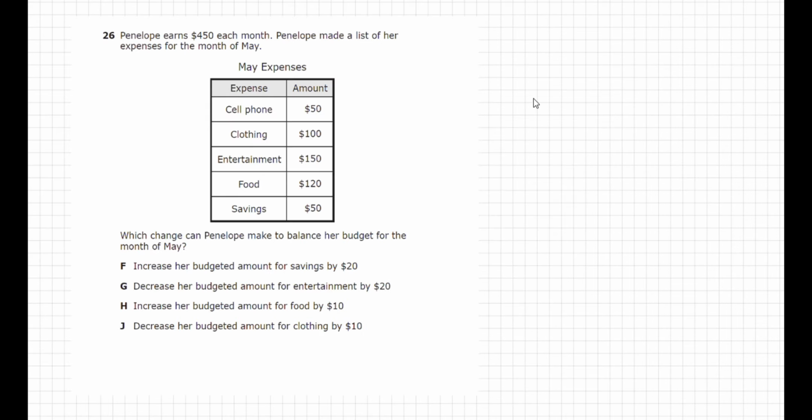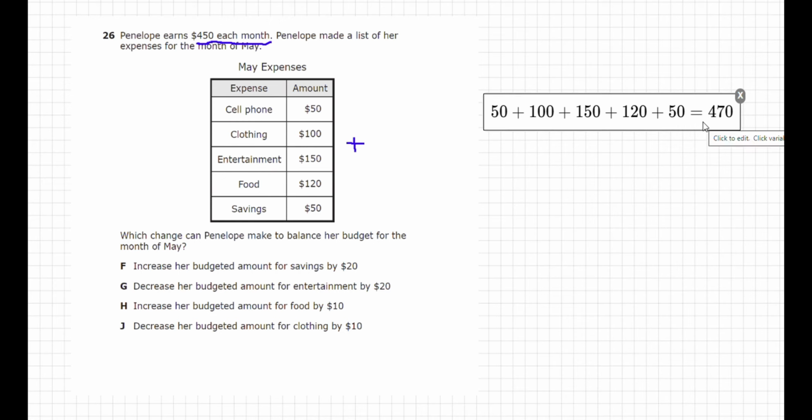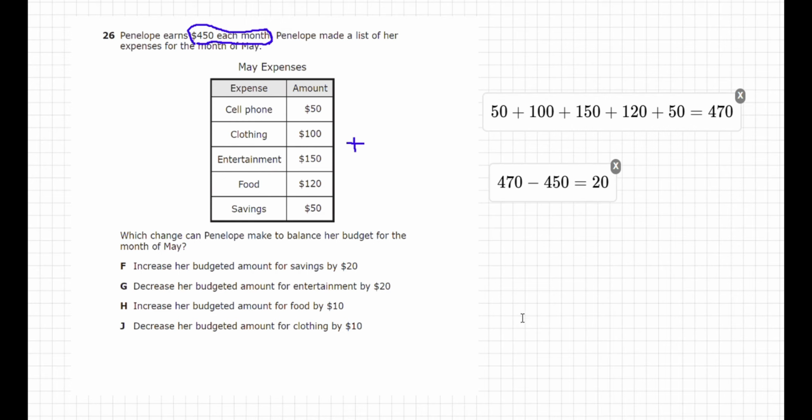Question number 26. Penelope earns $450 each month. Penelope made a list of her expenses for the month of May. Which change can Penelope make to balance her budget for the month of May? Let's find the total expenses of Penelope for the month of May. The total amount is $470. Penelope earns $450 each month, so she spends $20 more than her earnings. Penelope needs to decrease her budgeted amount by $20. Therefore, G is the correct answer.